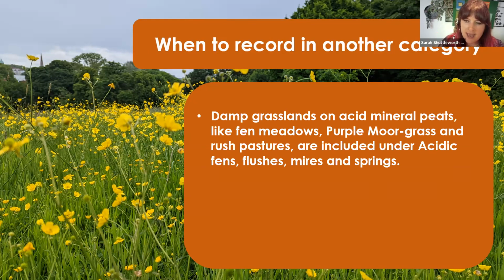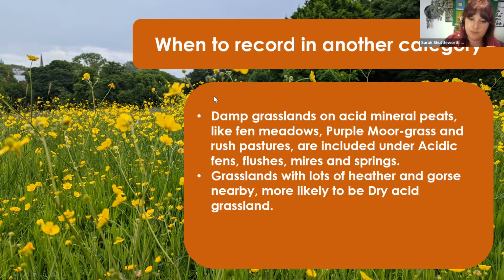So, if you're ever not sure, you're up in an area where you think you've got lots of purple moor grass, so you think it's rush pasture and it's maybe on peat, do just take a note of some of the bits of vegetation and get in touch with your local mentor, who will know that area really well, and they will probably best be able to advise you on what habitat to classify it as.